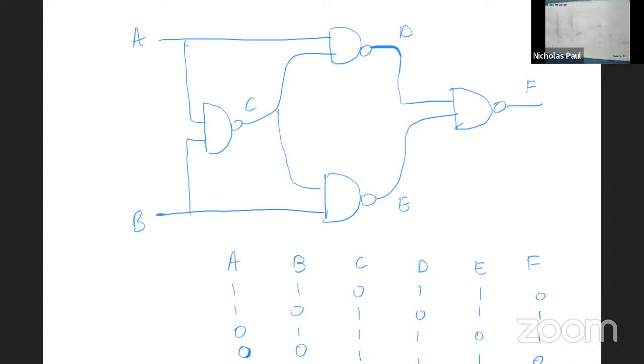All right. So that's the way you do your circuits. Right? That's it for logic gates. Let's see if we can squeeze in one past paper and we're done.